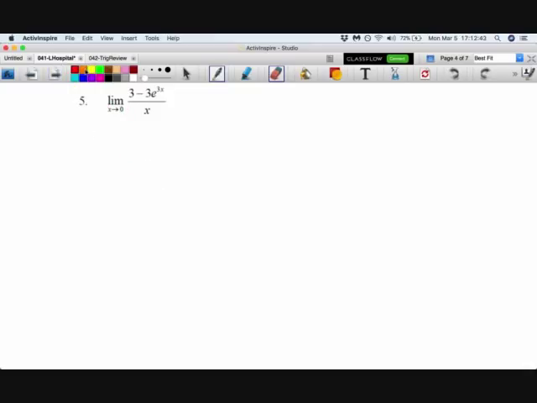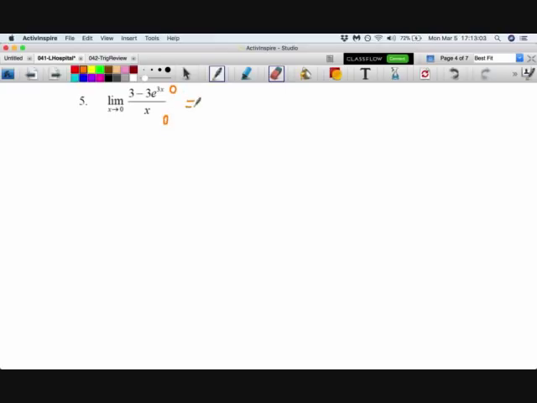See what you get. When I'm plugging 0 to the top, what do I get? Well, 3 minus 3 e to the 0. e to the 0 is 1. So 3 minus 3 is 0. And the bottom is 0.